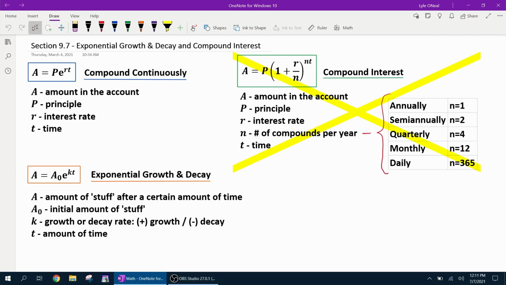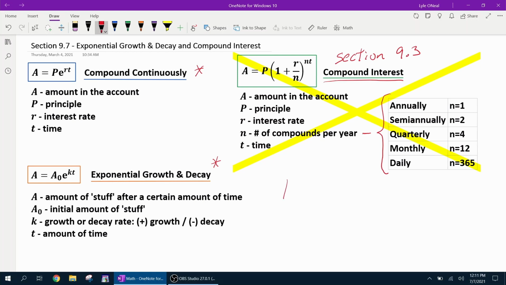interest formula. That's because this particular formula was covered in section 9.3, and although it would be okay to cover this in this section, since we've already covered it, I'm not going to spend time doing examples related to the compound interest formula. What I would like to point out, though, is that this formula is pretty much the same as the compound continuously and the exponential growth and decay formula.